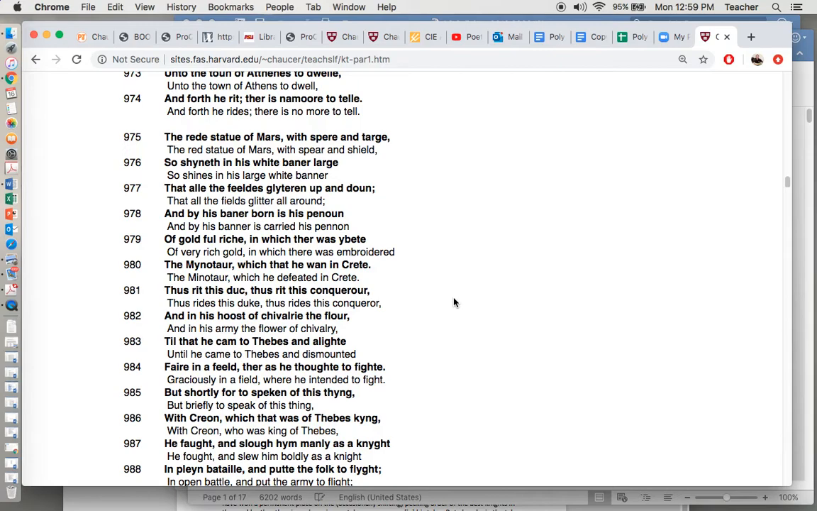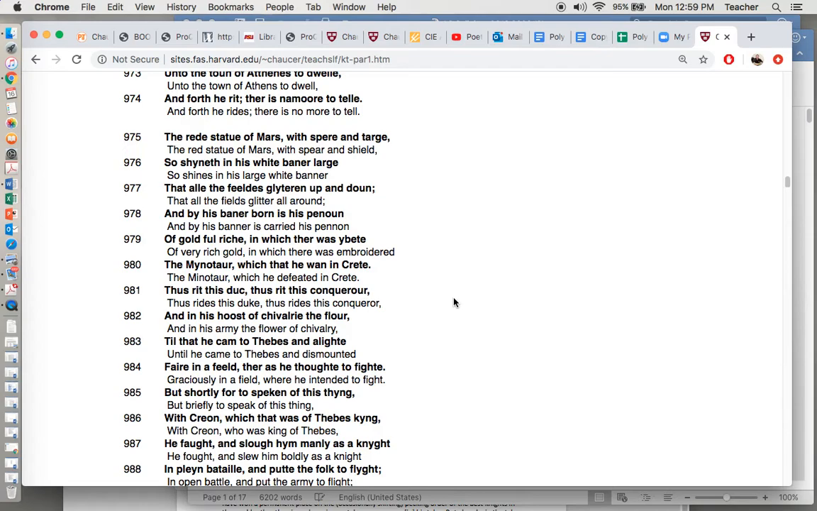He's compared to Mars with his statue. We're going to see this again. This is really important. This is more foreshadowing, just like the lamentations of the women and the road is foreshadowing. We've got the field. How does he have this? So shines his large white banner that all the fields glitter all around. A field on a shield or on a banner is the background, and I think that's what Chaucer is actually referring to here.